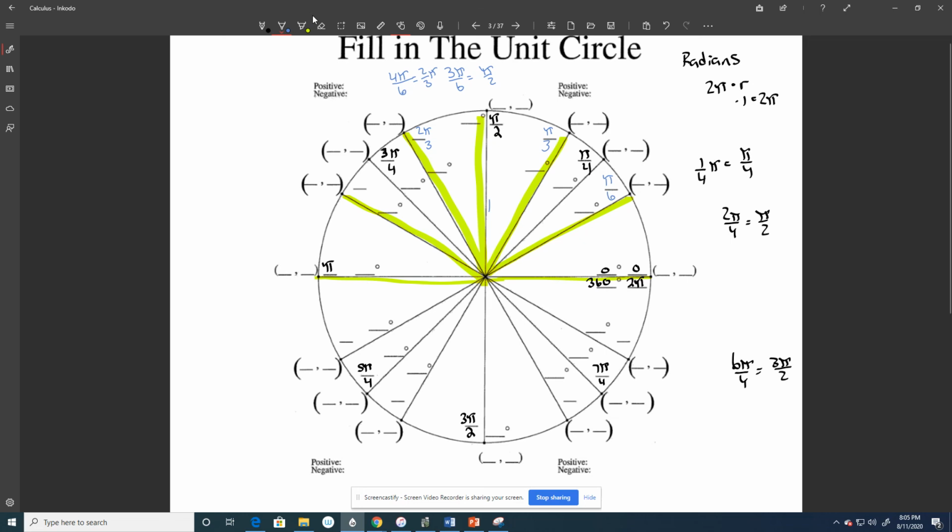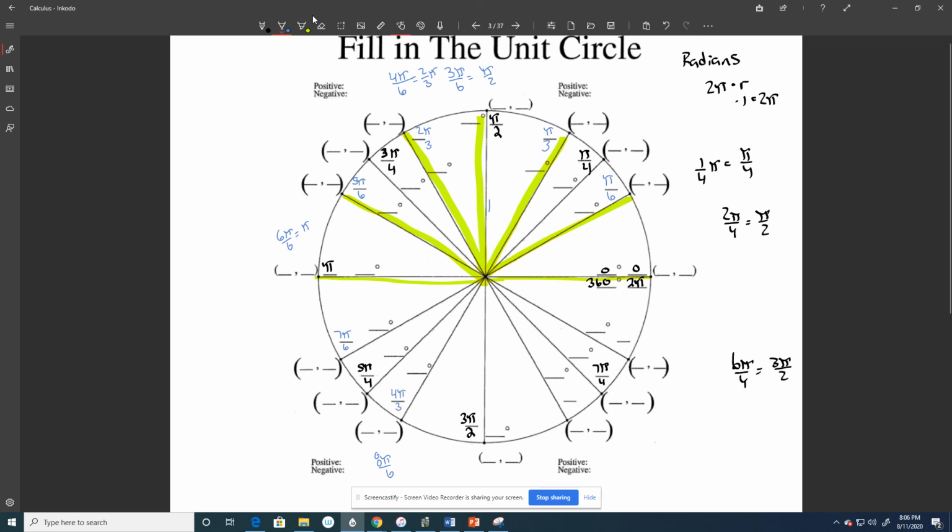So we were at 3 pi 6s, this was 4 pi 6s, that makes this one 5 pi 6s. And then this one would be 6 pi over 6, which we already have as just pi. And I can continue my way around the circle. That would make this 7 pi over 6. That would make this one 8 pi over 6, which reduces to 4 pi thirds.